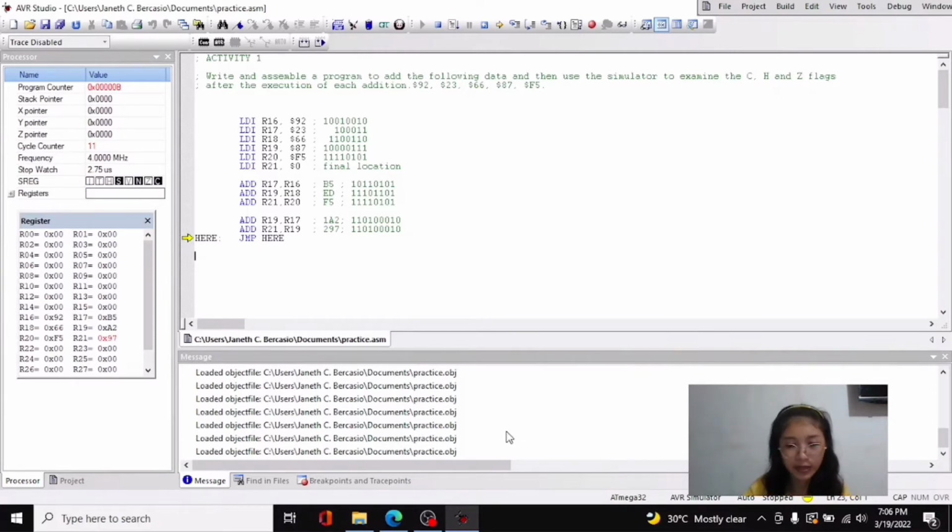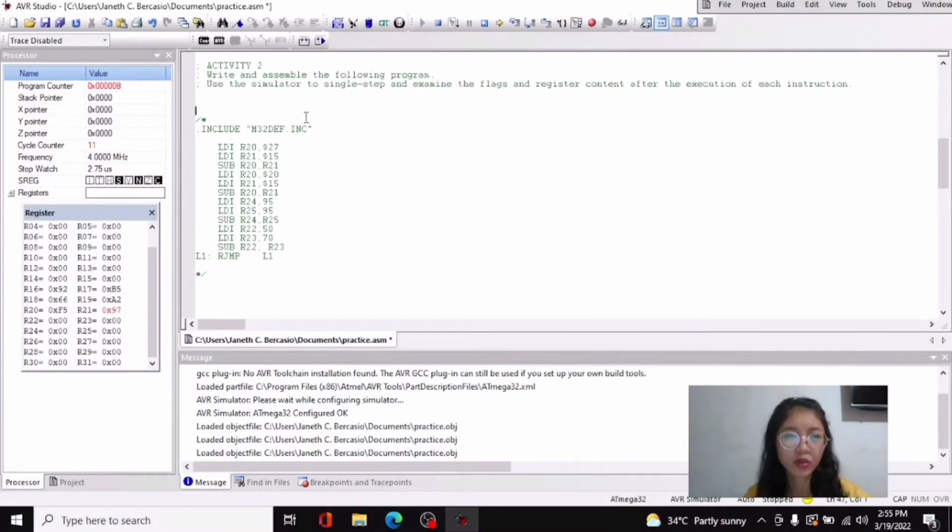So that's for activity 1. Now let us proceed to activity 2. Write and assemble the following program. In activity 2, the program is already given. So what I need to do is to simulate and then examine the flags and register content after the execution of each instruction. So I will remove this.